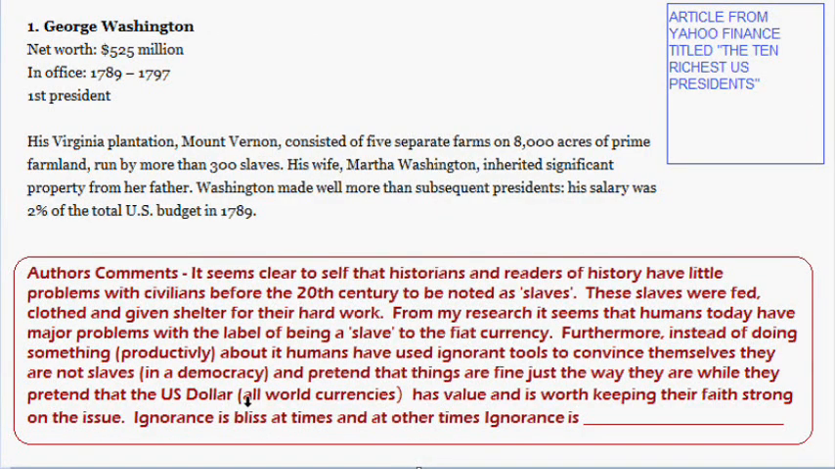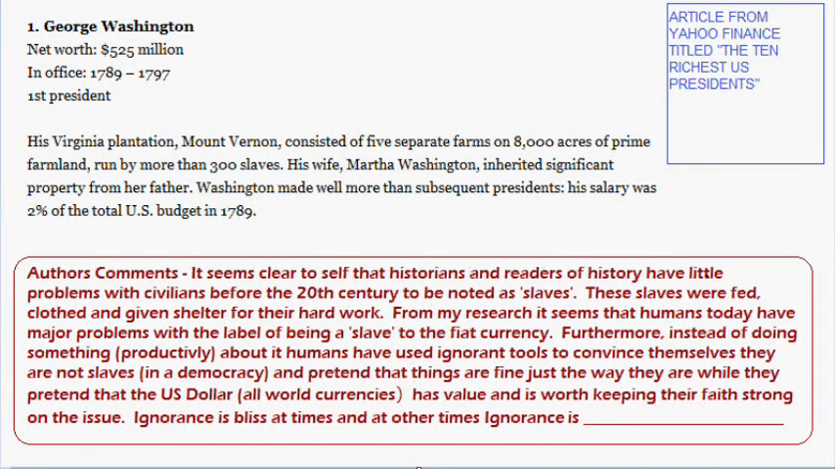But again, before we do, this is an intro, and I posted the richest president, at least according to an article on Yahoo Finance. Mainly I just want to talk about the fact that he had more than 300 slaves. And that's because I can make my comment below, which I'll read now.